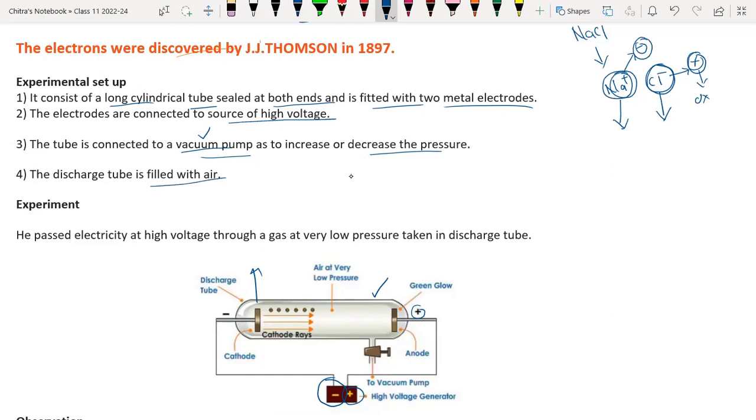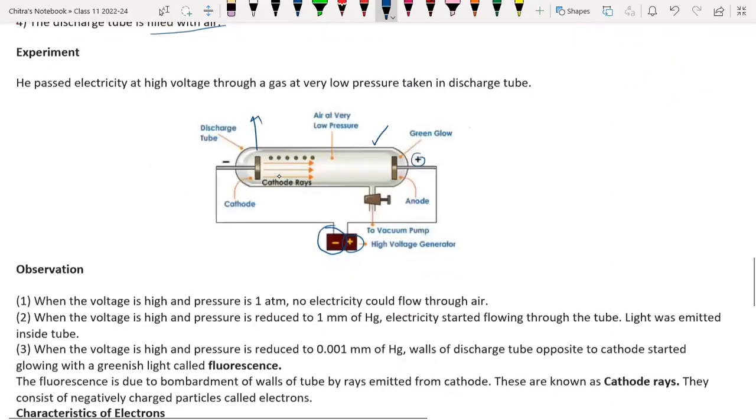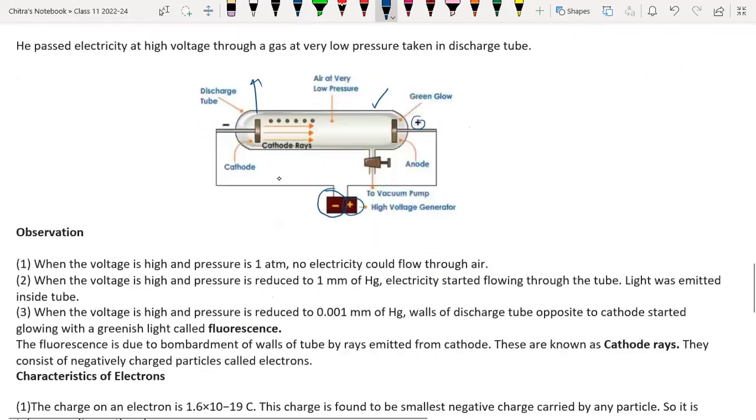The discharge tube is filled with air. Initially it was filled with air, and then the air is evacuated so that a very low pressure is present inside the tube. So this is the arrangement of the setup. Now we are going to discuss the experiment.